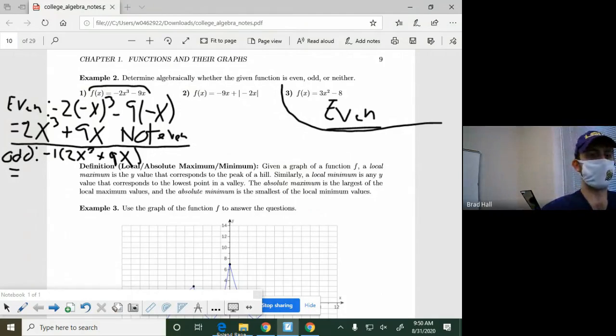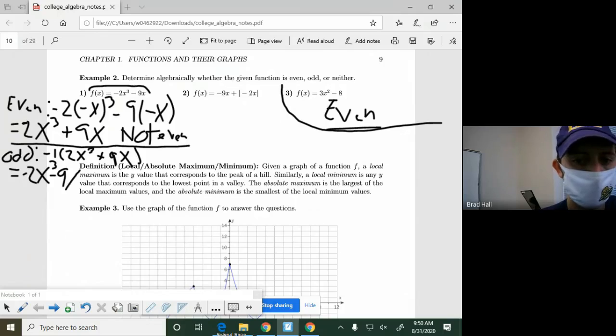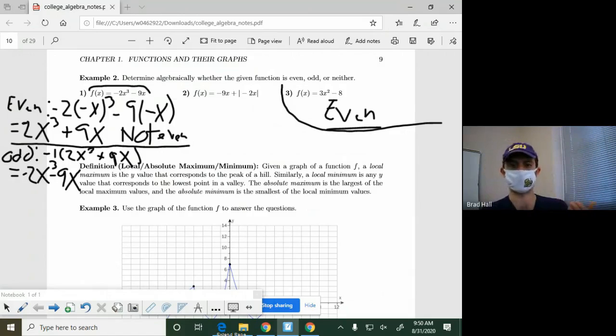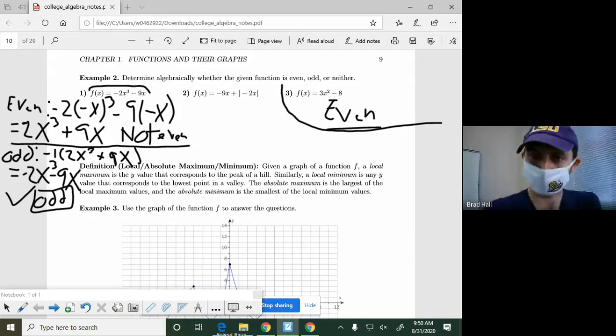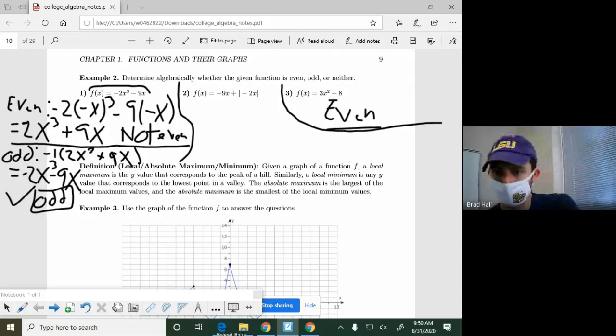Okay, so multiplying everything by -1. So it's going to flip every sign, in essence. So those positive terms become negative terms. And now we ask, are we back at the original function from the very beginning of the problem? Yes, we are. So check. It's odd. Okay, so that is odd. And then if it failed both of those conditions, it would be neither.